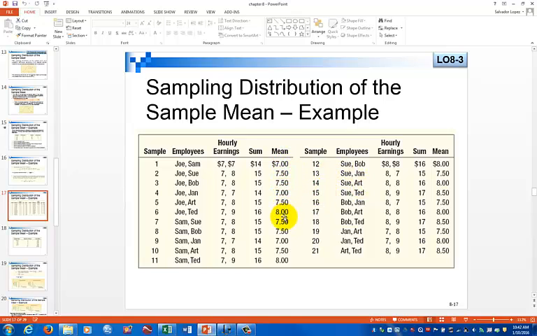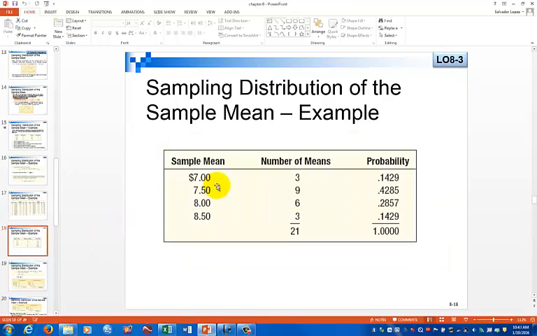And calculate the mean for all of them. So these values should be close to 7.71. These are all the possible means coming from all samples of size 2. If you read that table, you'll have an average of 7 three times, an average of 7.50 nine times, an average of 8 six times, an average of 8.50 three times. And this is a total of 21.